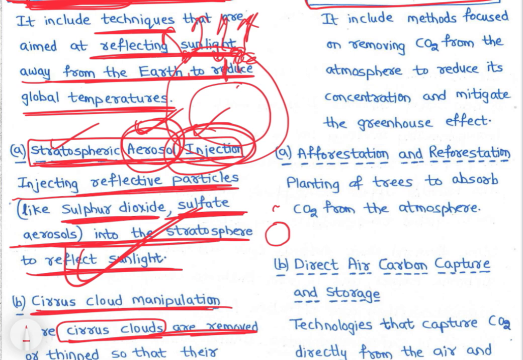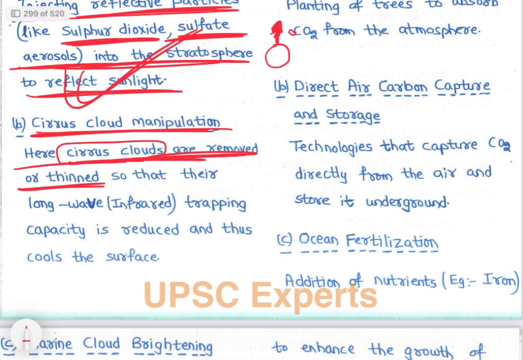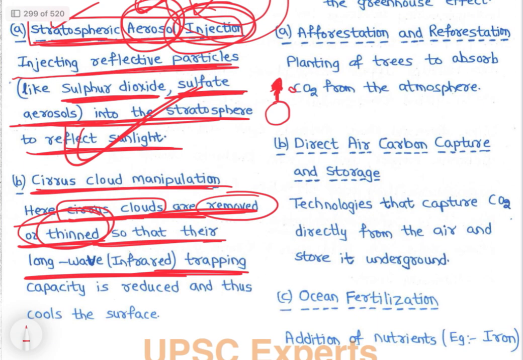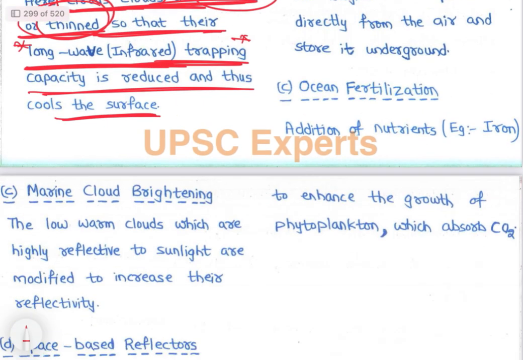जैसे मान ले इधर ये earth है, so here there are clouds, अब इसको निकाल दिया clouds को, ठीक है, जो भी sun rays जाएंगे तो वो रुकेंगे नहीं, so when they don't stop, that would lead to green house effect कम होगा. Cirrus cloud manipulation, here cirrus clouds are removed or thinned so that their long wave infrared trapping, जो भी इधर से जाता है, earth से reflect होके जा रहा है, that is long wave infrared, जो आता है that is short wave, we have discussed, so that long wave infrared trapping capacity is reduced and thus cools the surface.